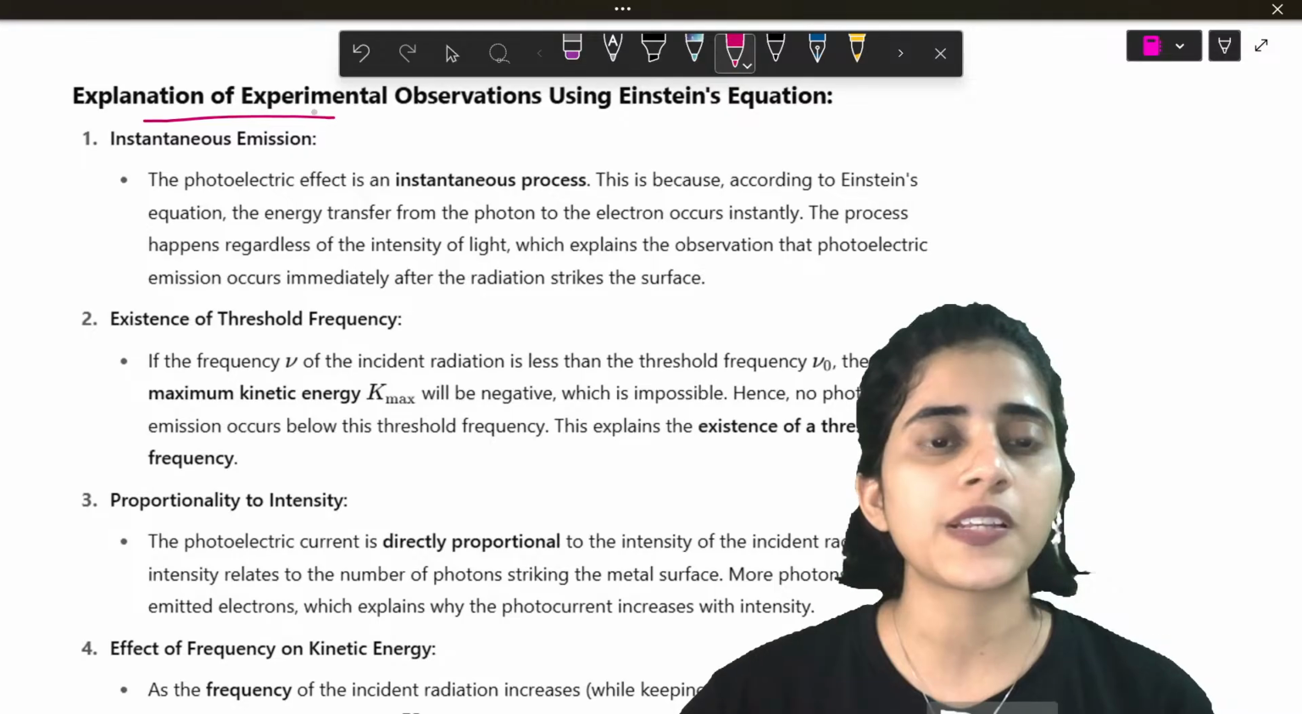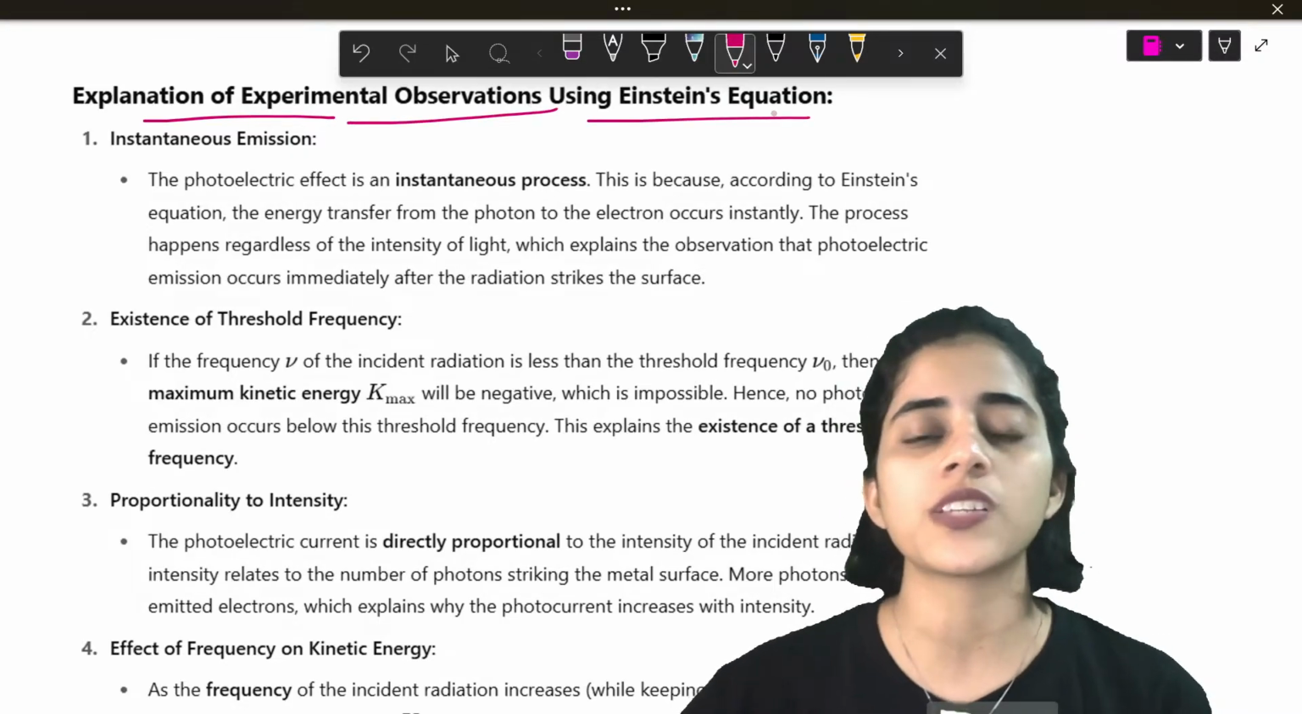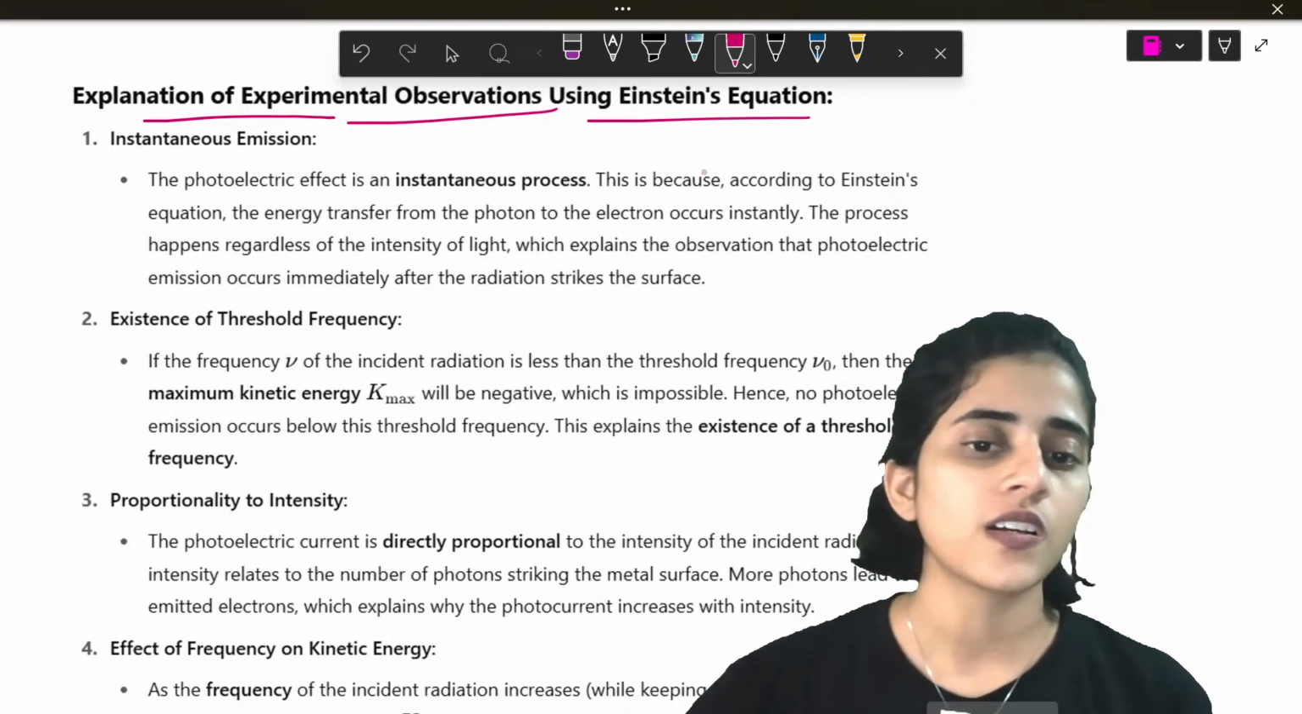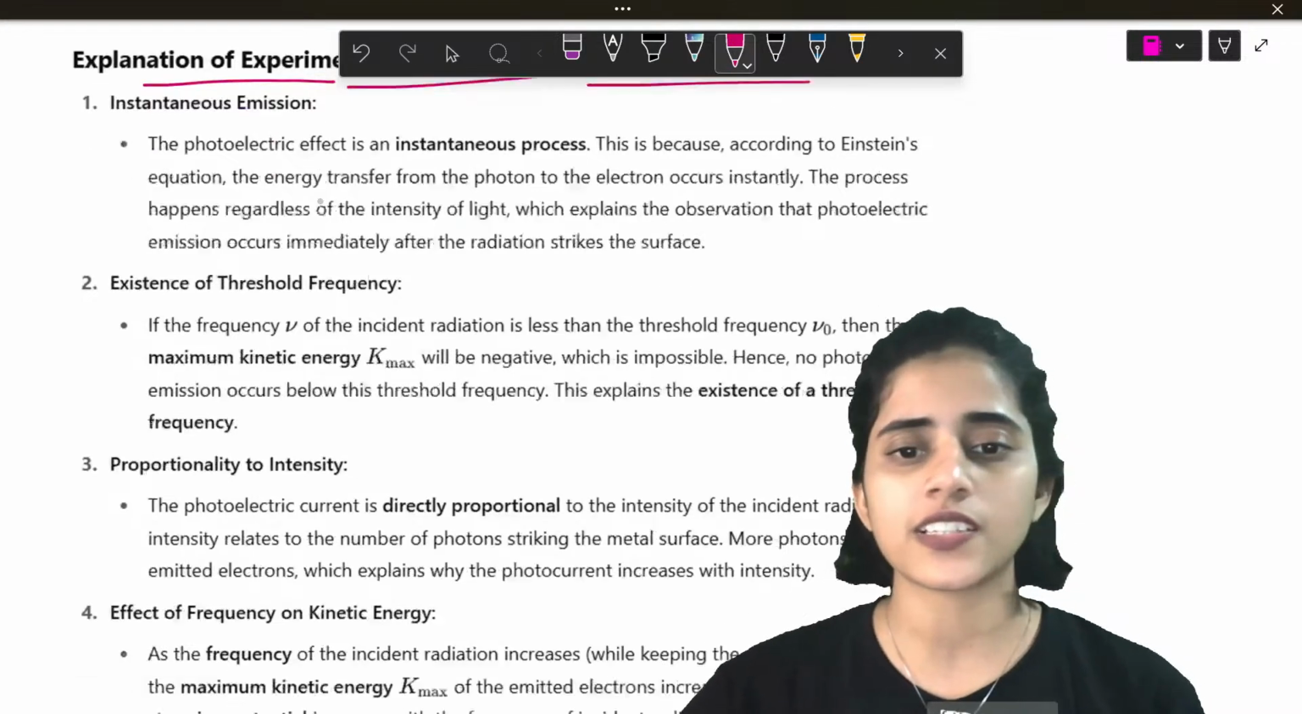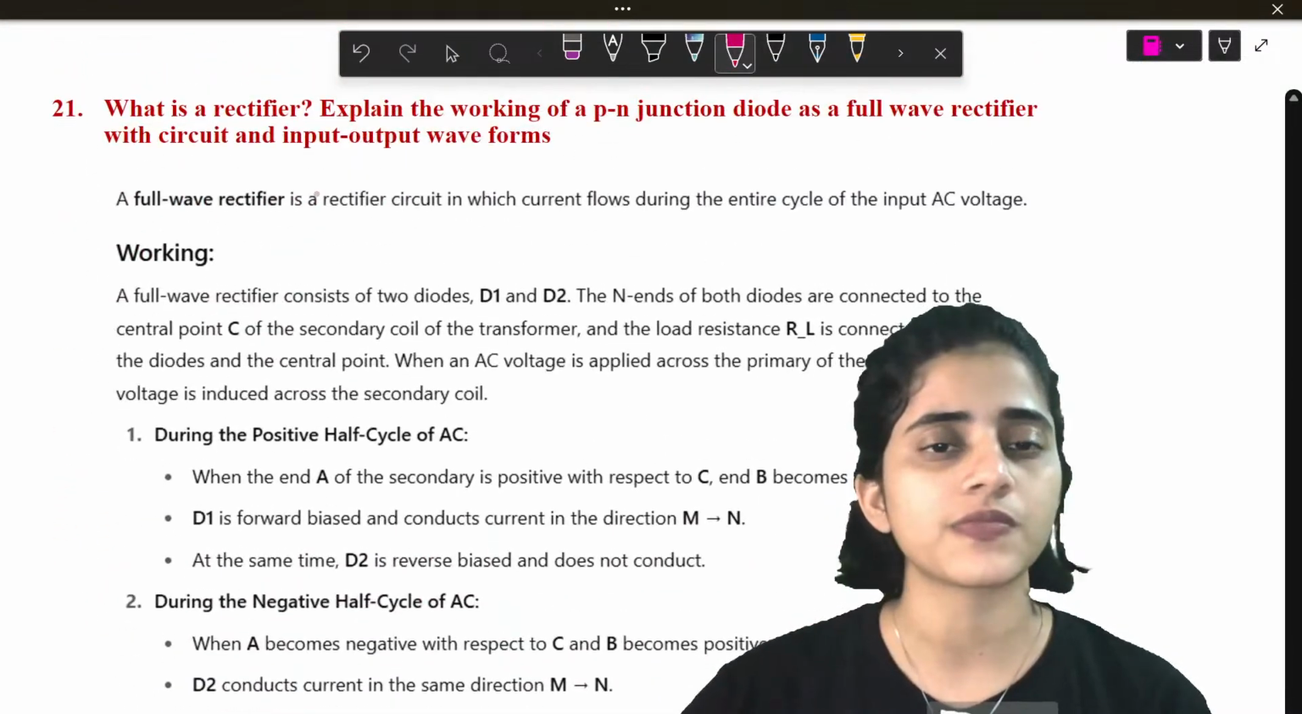Next is the explanation of experimental observation using Einstein's equation. Same thing, we already discussed this. This is just repetition.